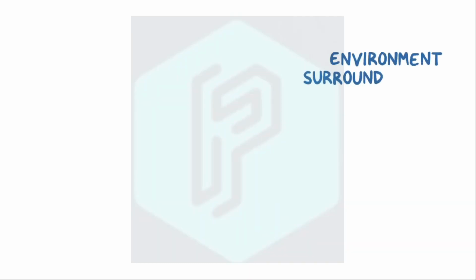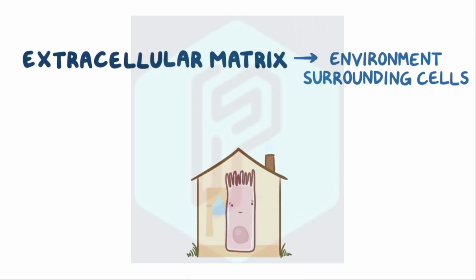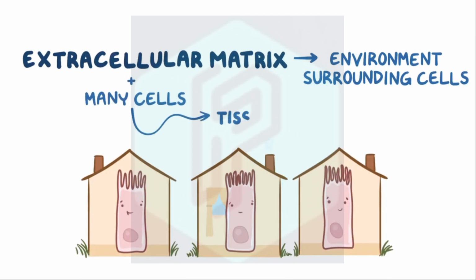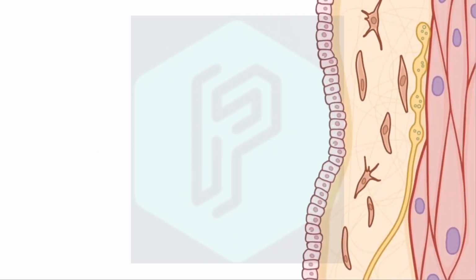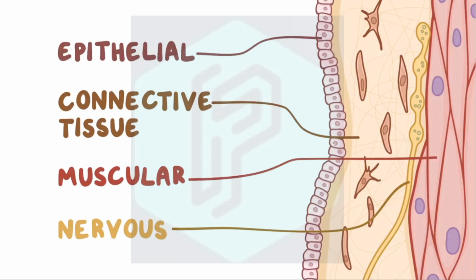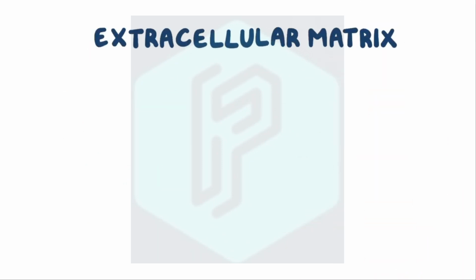Cells live within an environment called the extracellular matrix, and it's a bit like how homes have yards and streets that surround them. Also, just like how lots of homes form a community, lots of cells form a tissue. And there are different types of tissues: epithelial, connective, muscular, and nervous tissue. Each tissue has an extracellular matrix that's got a unique composition that's adapted for each tissue's unique needs.